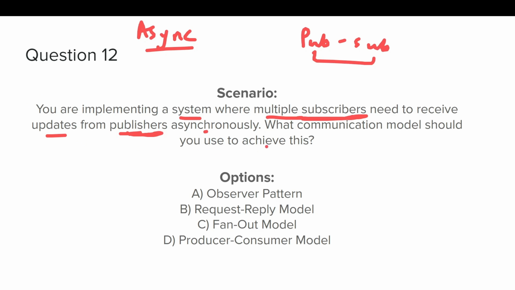Similarly, in this case, your subscribers need to receive the update, but they have to do that asynchronously. So what kind of model should you use? The right answer for this is called the fan out model. The pub sub model and the fan out model are similar, but let's try to understand the basics. What is pub sub?